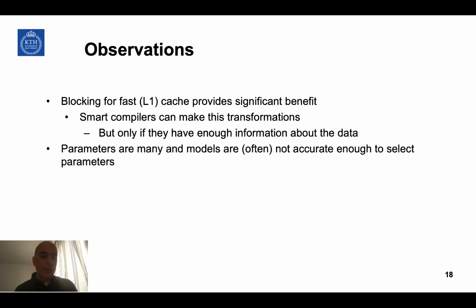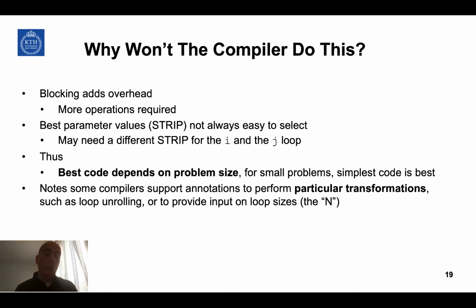In our models, parameters are many, and models are often not accurate enough to select the parameters. For instance, how do we select the strip value? Models can help, but sometimes they're not accurate enough to help us choose this value. So one question is, why won't the compiler do this? First of all, as I mentioned, strip mining and reordering add an overhead, so more operations are actually required.